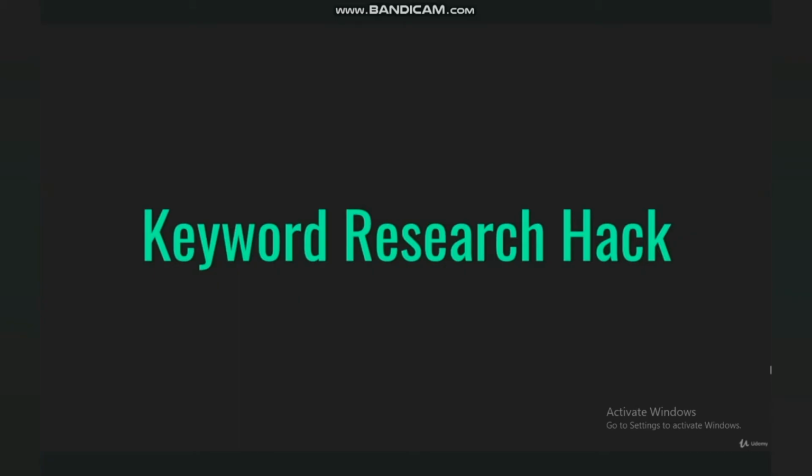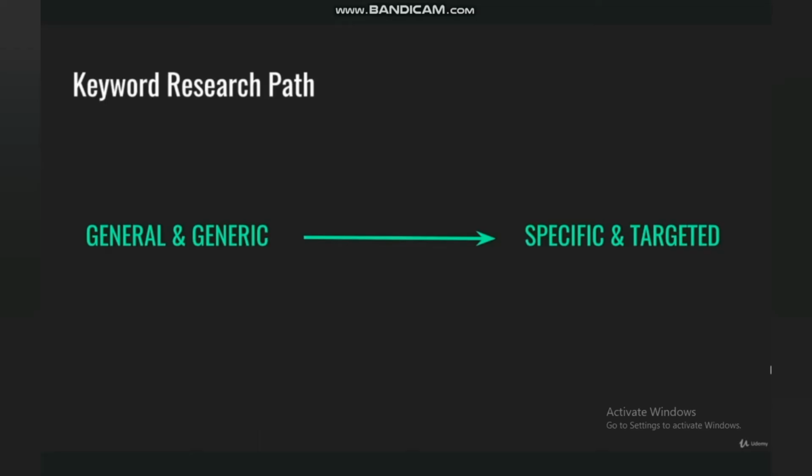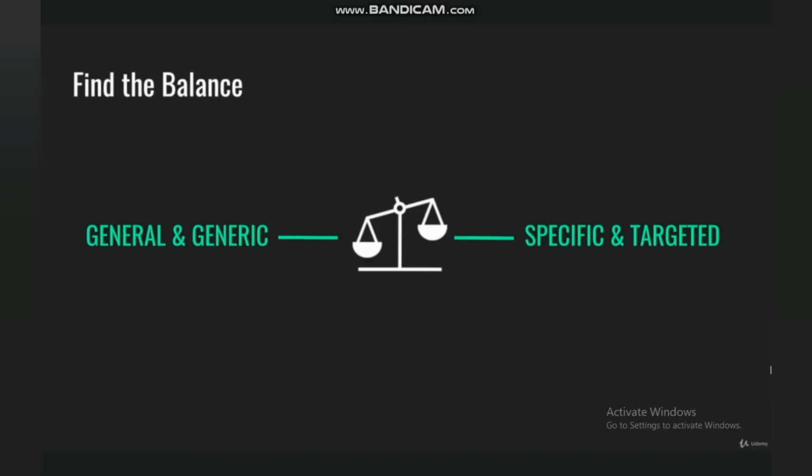As you do your keyword research and as you use these tools, you're going to go from general and generic to specific and targeted. But here's the key. Here's the hack for this. As you get more specific, the hack is to find the balance between being way too specific and not reaching a large enough audience, and the flip side of that, being just a little bit too general, so that your audience is too large and it costs too much to actually speak to that audience.